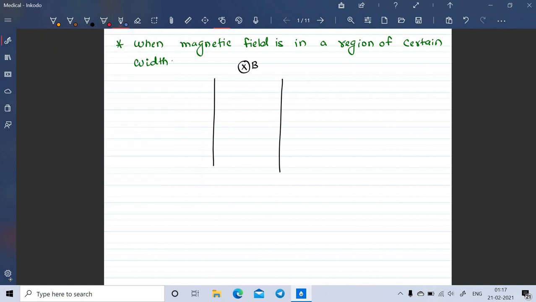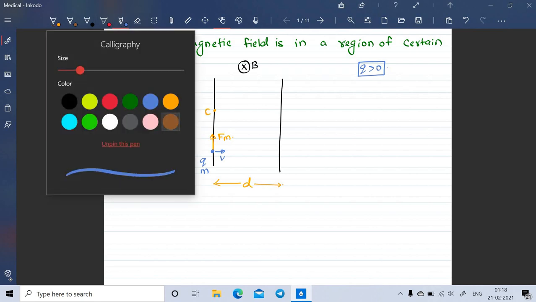where a charge enters like this, and assume charge is positive. Now if I do V cross B, I know magnetic force from V cross B. Magnetic force will be in this direction. Say this width is D. If magnetic force is in this direction, the center of the subsequent circular motion will be here somewhere. This distance will be R.